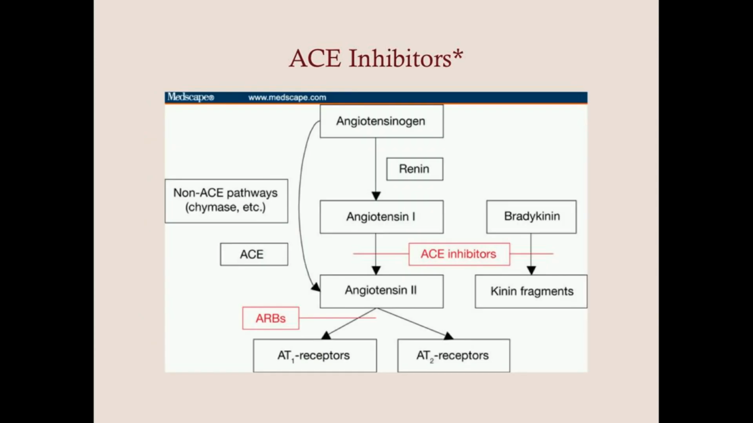Okay, so this is where ACE inhibitors work, and you can see also where angiotensin receptor blockers work. So ACE inhibitors block the conversion of angiotensin 1 to angiotensin 2, and they also block the breakdown of bradykinin.